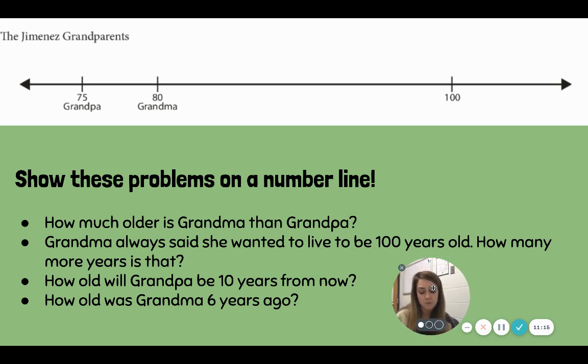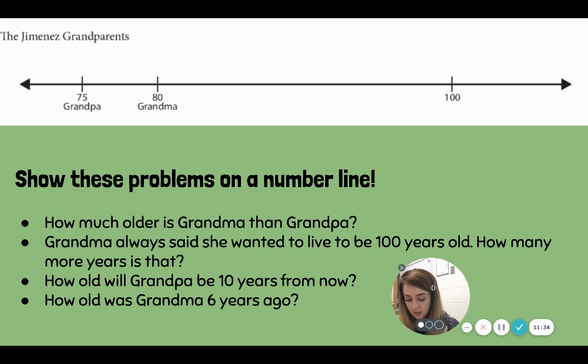All right. So, how much older is Grandma than Grandpa? You could do it in a few different ways. Maybe you know how far 75 is to 80 and you just do one jump of that number. Maybe you want to do hops of 1 because you just like how it looks in your head. So I'll show you both ways.